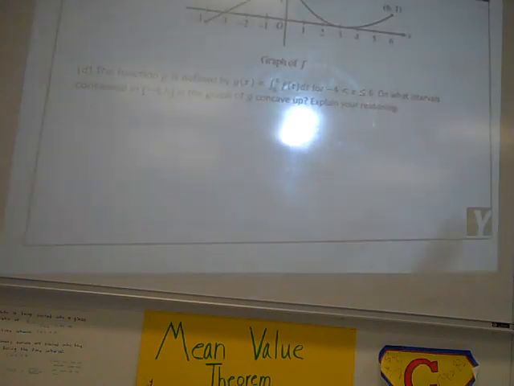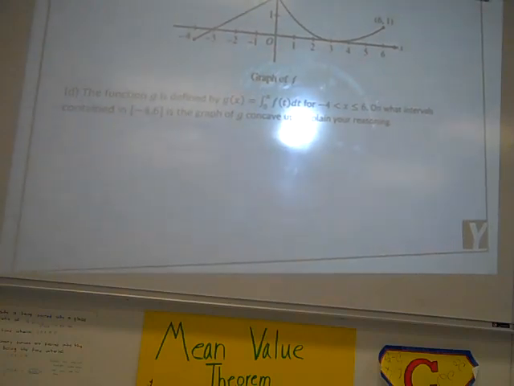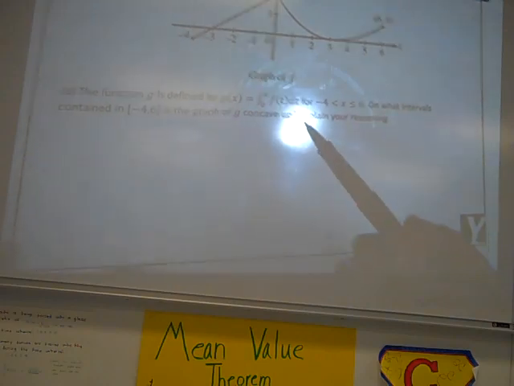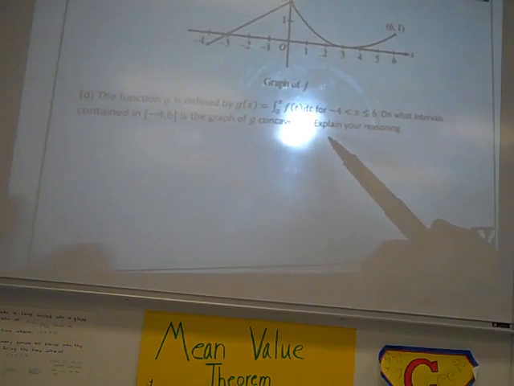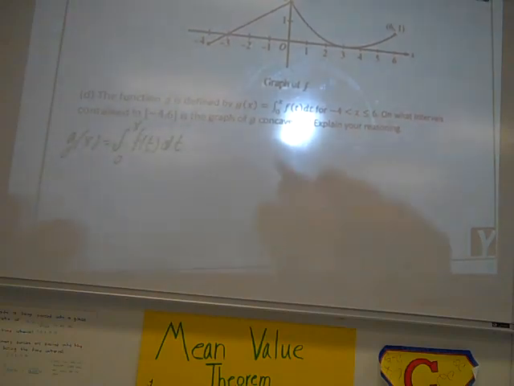All right, last one, and then the bell's going to ring. Part D, the function g is defined by g as the definite integral from 0 to x for the interval -4 less than x less than or equal to 6. On what intervals contained in -4, 6 is the graph of g concave up? G is the integral from 0 to 6 f of t dt. G concave up means g double prime is greater than 0.